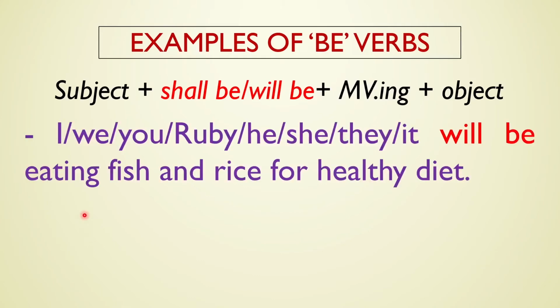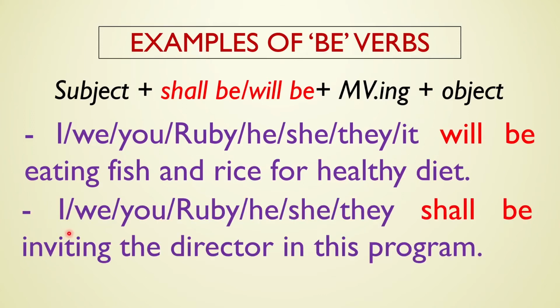For example, I, we, you, any third person's name like Ruby, he, she, they, it, will be eating fish and rice for healthy diet. So we can use any type of subject or any type of pronoun with will be or shall be. So the sentence can become, I will be eating fish and rice for healthy diet, or we will be eating fish and rice for healthy diet. In the same way, it will be continued.